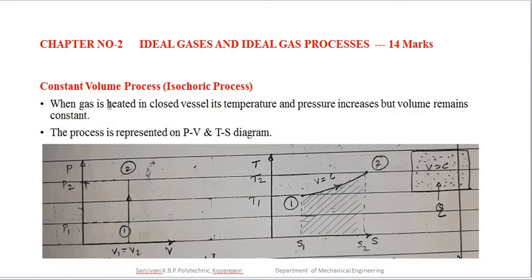When gas is heated in a closed vessel or a closed container, its temperature and pressure increase but volume remains constant. This type of process we can call a constant volume process, in which we are trying to keep the volume of the gas constant. If we put the gas in a closed container, even if we are adding or rejecting heat, the volume of the gas remains constant, because gas always occupies the volume of the container. When the container is closed, there is no change in the volume. That is our assumption.